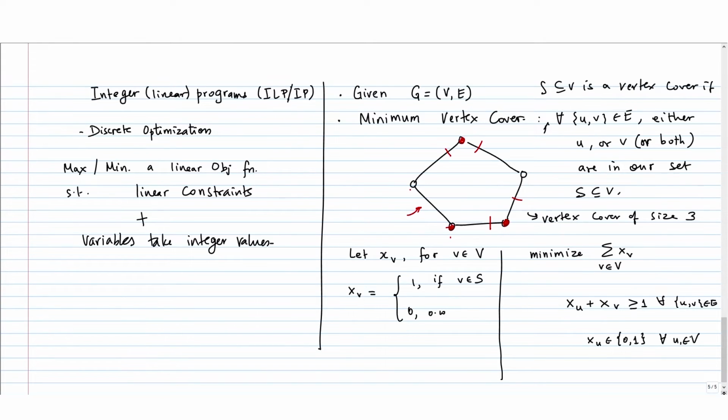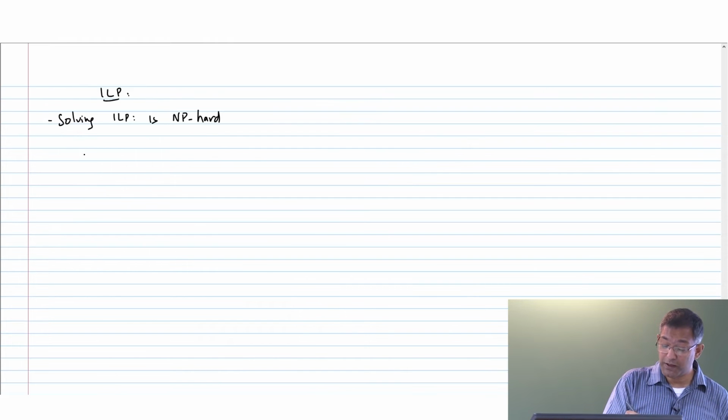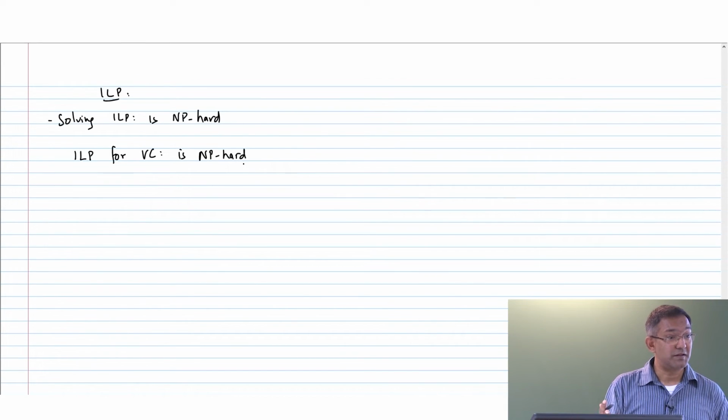Any questions? The problem, of course, is that ILP is NP hard in general, and even this specific ILP for vertex cover is NP hard. Vertex cover is an NP hard problem, and if you could solve this integer linear program, you would have solved vertex cover.